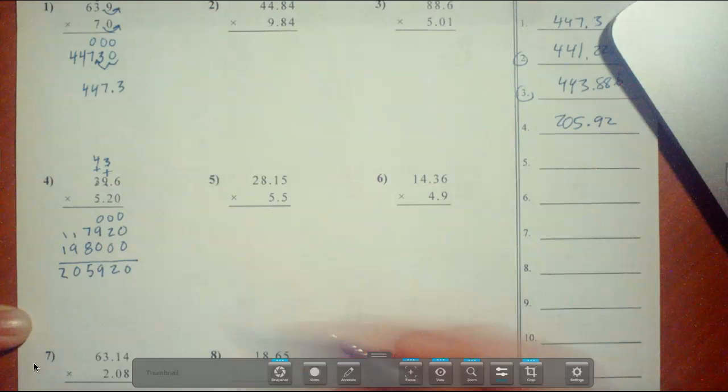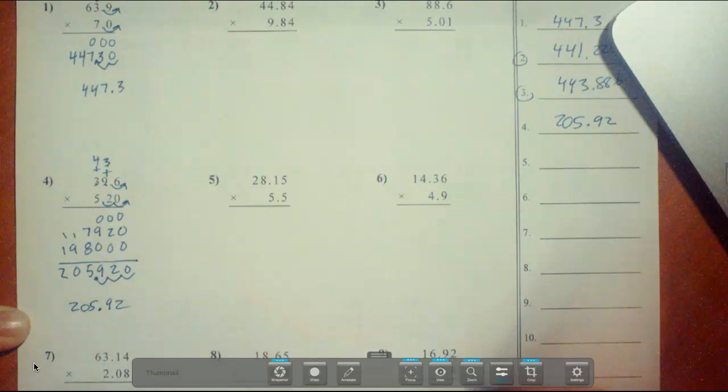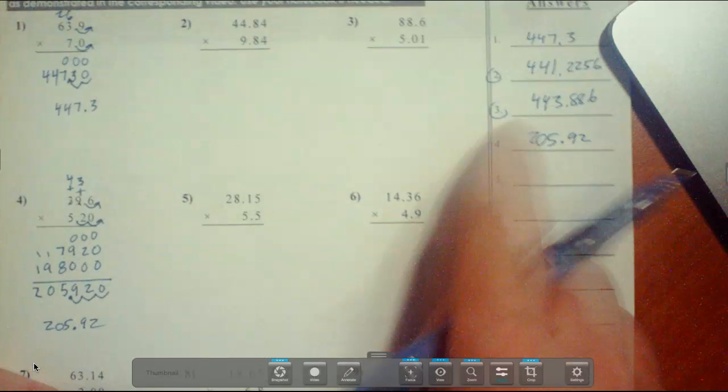All right, now let's count the decimals. We've got 1 on top, 2, and 3. So we have 3 decimal spots. So let's go down here and put them in. 1, 2, 3. So we end up with 205.92, which checks out with our answer. Okay? All right, let's try the next easiest one, which is going to be the number 3 here.